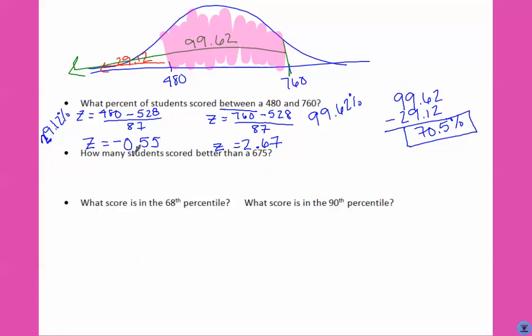What if we want students that scored better or above what we were given? So like, how much is up here? Well, let's look at this example. If we wanted to know the students above 760, we know how much is below. We know the whole thing's 100. Take 100, subtract that percent. So let's do it with 675. Step 1, find the z-score.